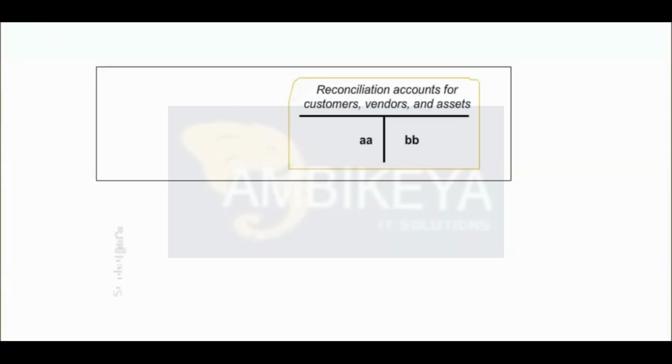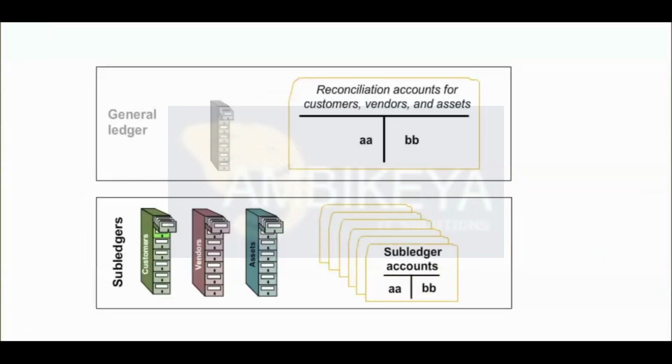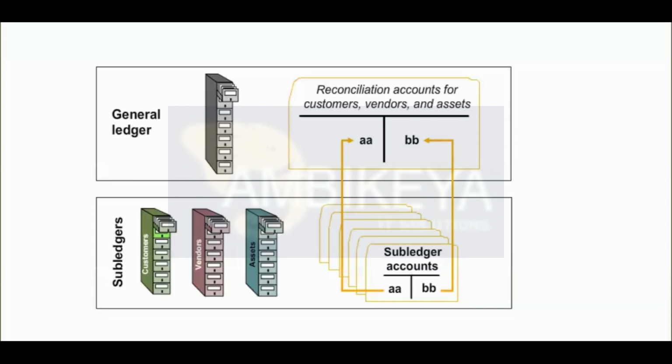Reconciliation accounts connect subsidiary ledgers with the general ledger in real time. This means that a posting to a subsidiary ledger posts to the corresponding reconciliation account in the general ledger at the same time. The subsidiary ledgers which are connected to the general ledger via reconciliation accounts are accounts payable, accounts receivable, and asset accounting.